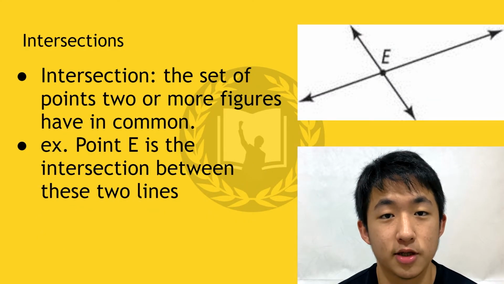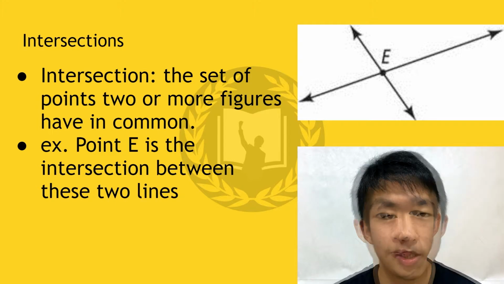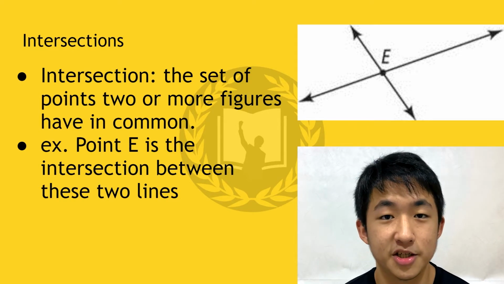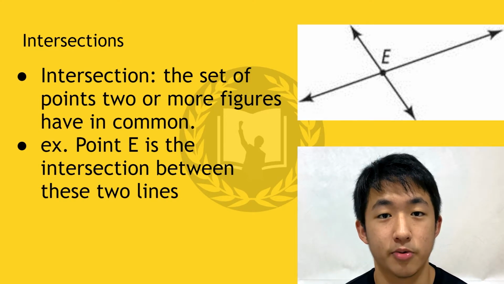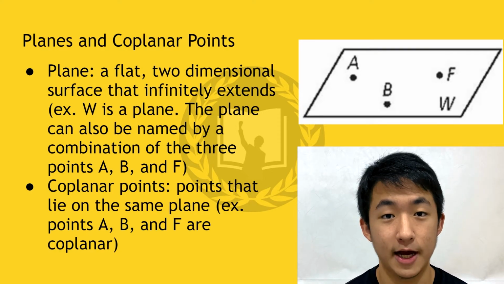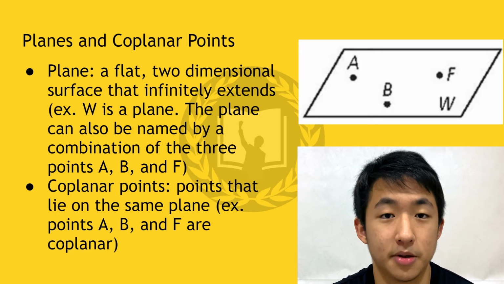Now moving on to our last one-dimensional concept, intersections. An intersection is the set of points 2 or more figures have in common. As seen in the diagram on the right, point E is the intersection between the 2 lines. This should be easy enough for y'all because intersections are pretty intuitive. Alright, moving on to 2-dimensional figures. Let's talk about planes and coplanar points. A plane is a flat and 2-dimensional surface that infinitely extends. Think of planes as figures where an infinite amount of lines are stacked on top of each other. The figure would then infinitely extend in all 2-dimensional directions, which makes it a plane.